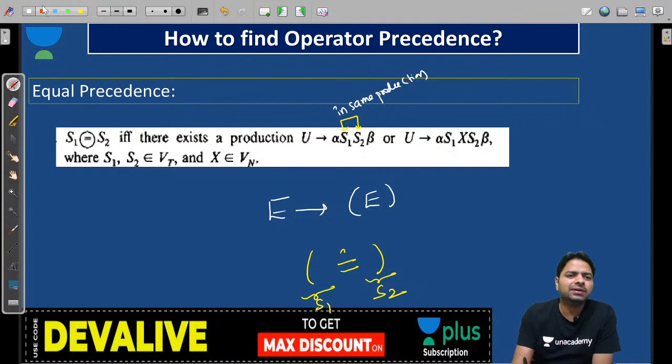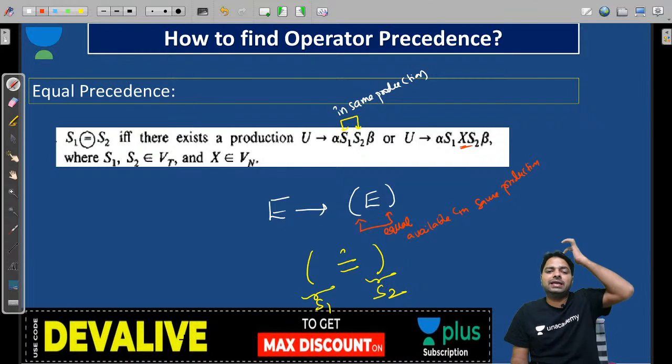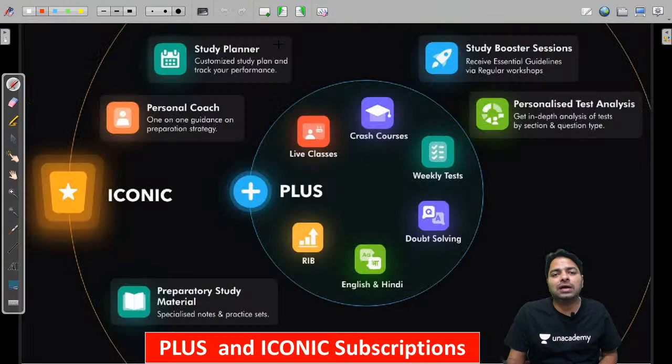In between S1 and S2, you may have no symbol, or at most one symbol. That's okay. Then we can compare. These two are equal because they are available in the same production. Even though they are not available in some production, sometimes we can say equal; that we will understand slowly. These are the standard rules to identify who is lesser, greater, or equal. Then let's find out with one example to have clarity.